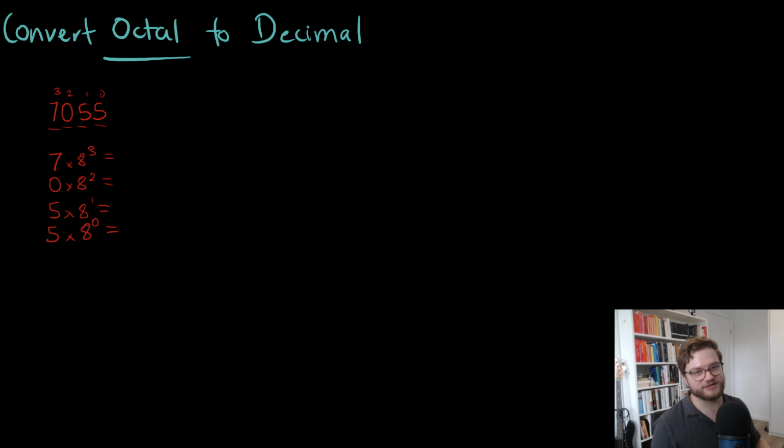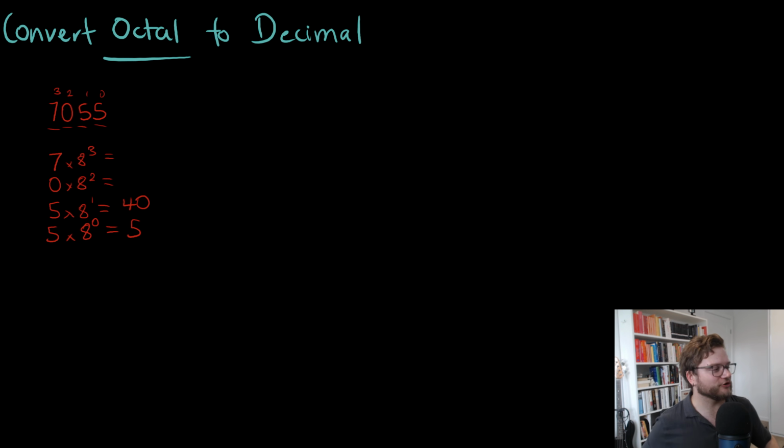Let's do this for ourselves. 5 times 8 to the power of 0. Well, anything to the power of 0 is 1, so this is 5 times 1, which is 5. And if you think about it, we don't really need to write this one down, because anything in the first column is just going to be itself in this number system. But let's go to the second number. This is 5 times 8 to the power of 1. 5 times 8 is 40. If you remember your times tables, you'd be faster at that.